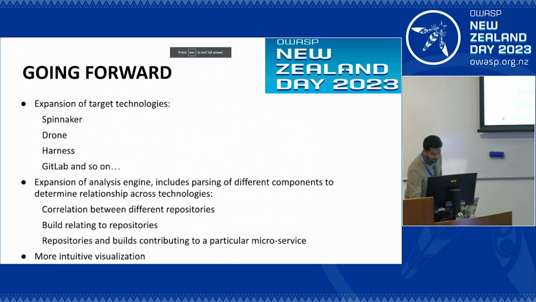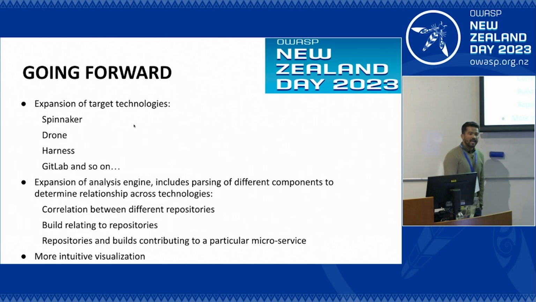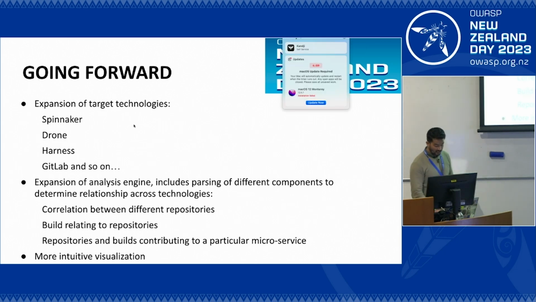This is anyway the last slide. Going forward, expansion of the target technologies, like you said, let's say Azure DevOps or something like that. These are the three which I'm working on right now. I can definitely include more. Then expansion of the analysis engine part: the more analysis it will be able to build across technologies, the more value it will be able to provide, because of that we have the ability to know the blast radius and something like that. I'll say my third priority is the visualization, but I'll have a look at it.